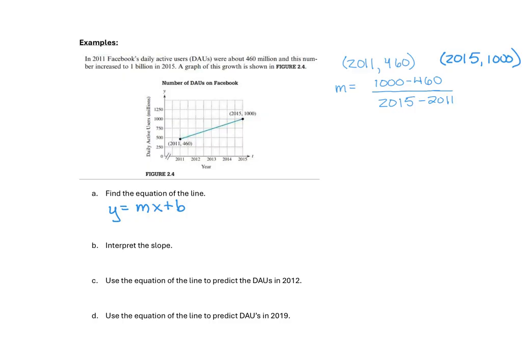If we subtract this, we get 540 over 4, and that is equal to 135.